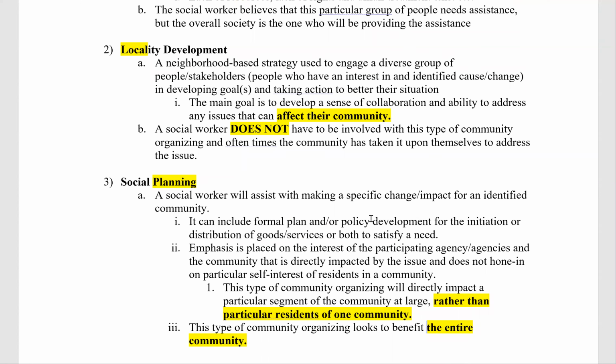And that is where locality development, the social worker does not have to be involved. Social action and social planning, the social worker is involved, but in different ways. Social action, we are putting forth the action on our end. Social planning, we are doing all of the planning, but somebody is ultimately going to be executing the plan, not us in particular. And the difference is, again, social action and social planning are closely correlated because they are trying to impact the majority of society, and locality development is only focused on that local community. So those are just easy ways to remember the types of it.